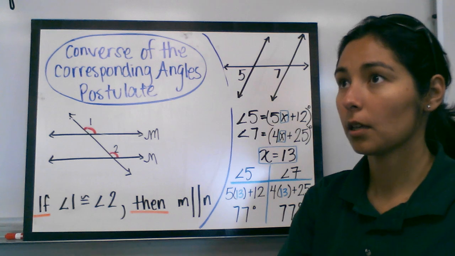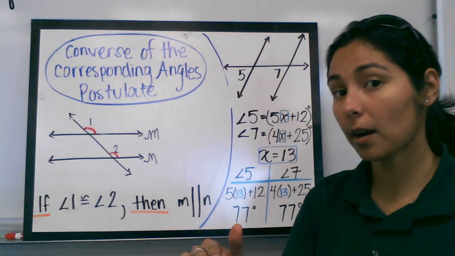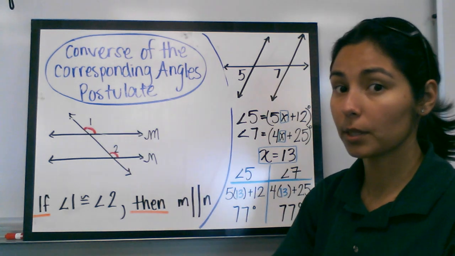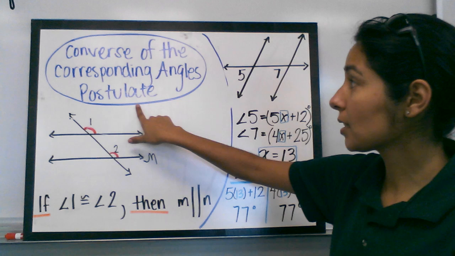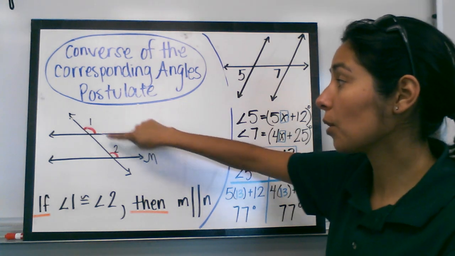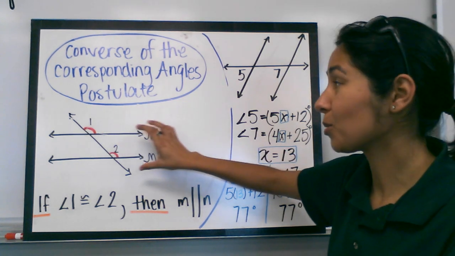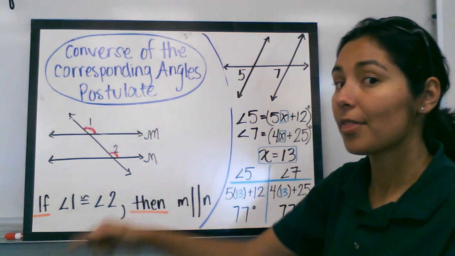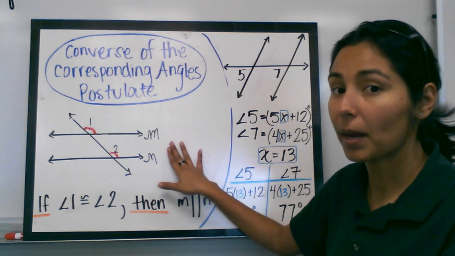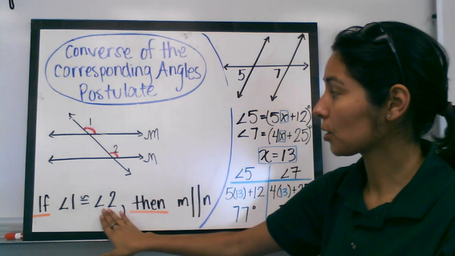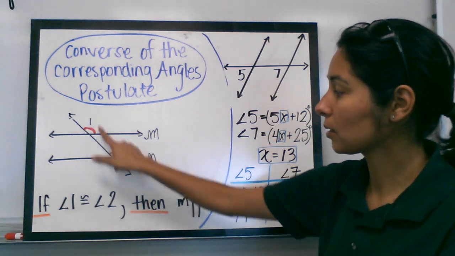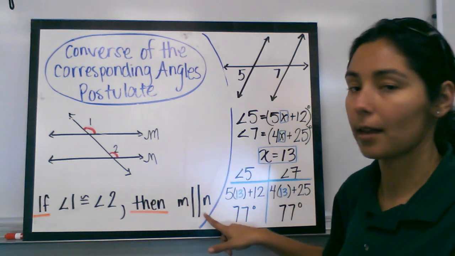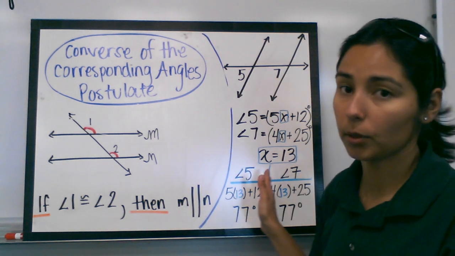We talked in 3.2 that if two lines are parallel, then their corresponding angles are congruent, or the same measure. This postulate says that if you know that they're the same measure, but you don't know whether or not the lines are parallel, then that tells you that they're parallel. So if angle 1 and 2, the corresponding angles, are congruent, then M is parallel to N. And there's an example over here.